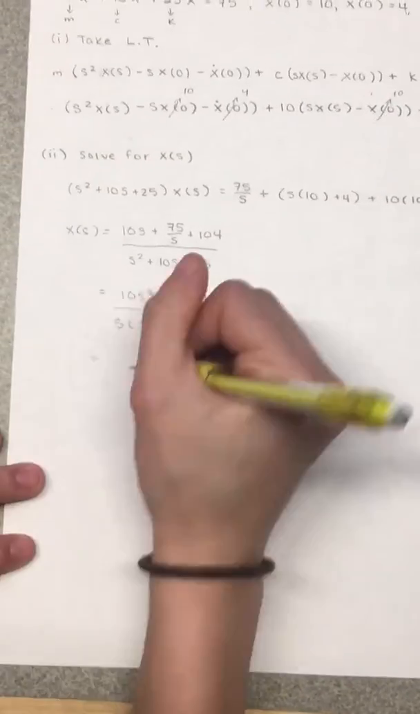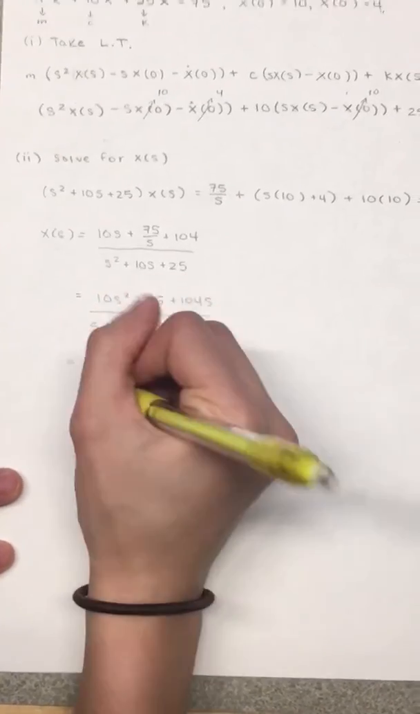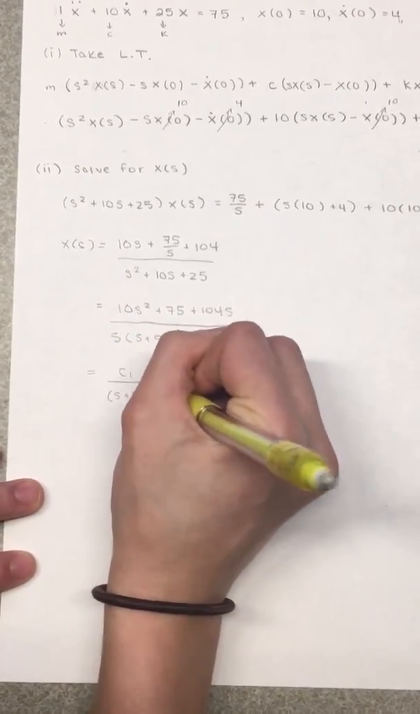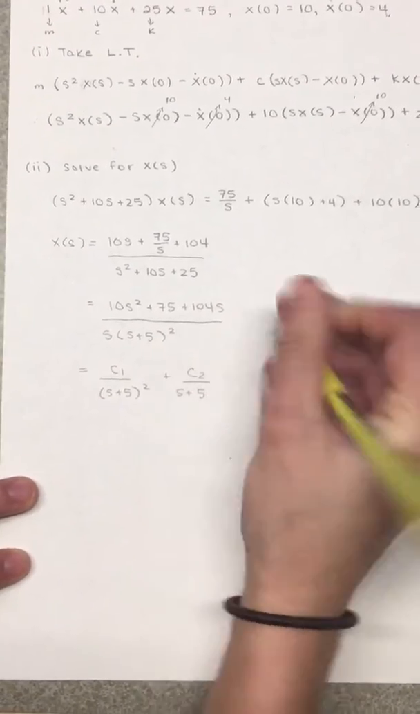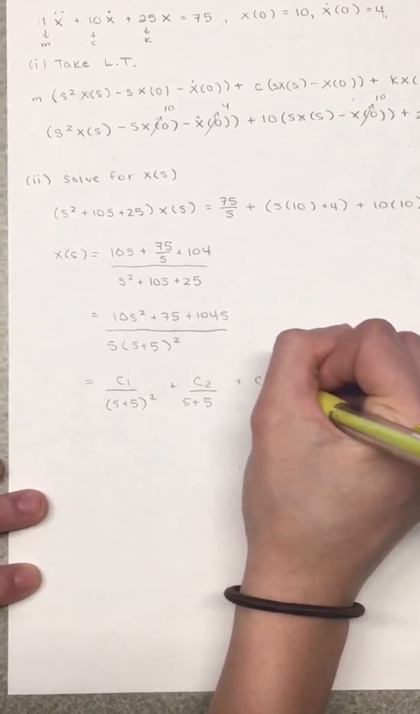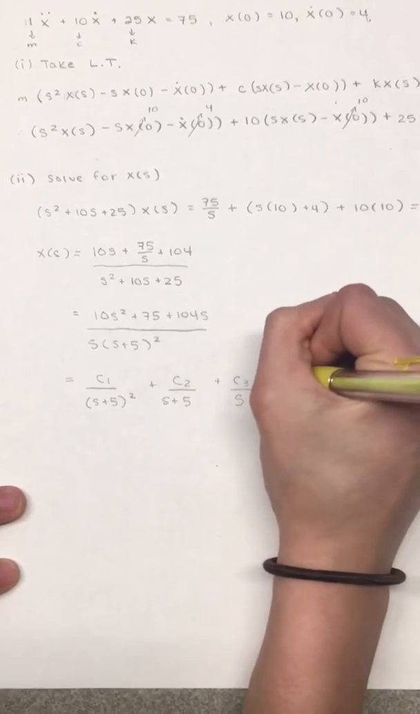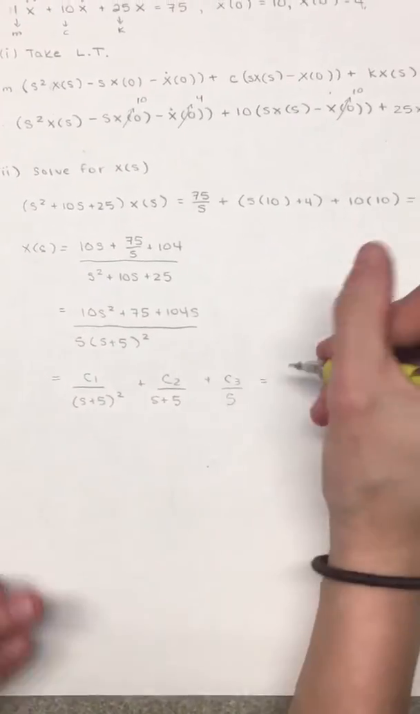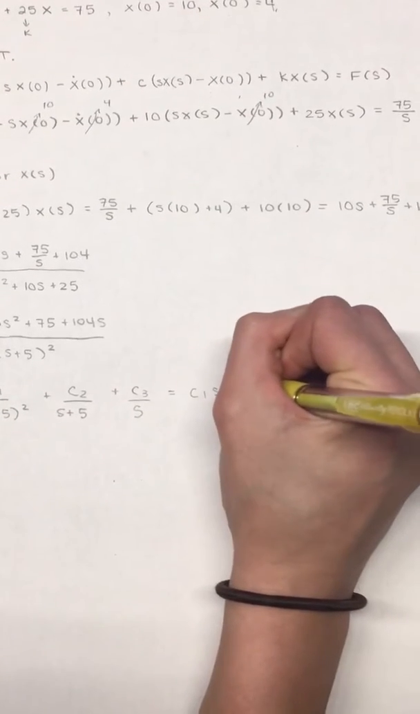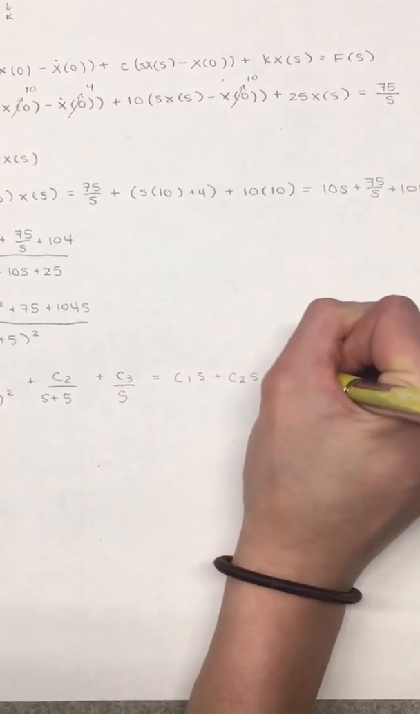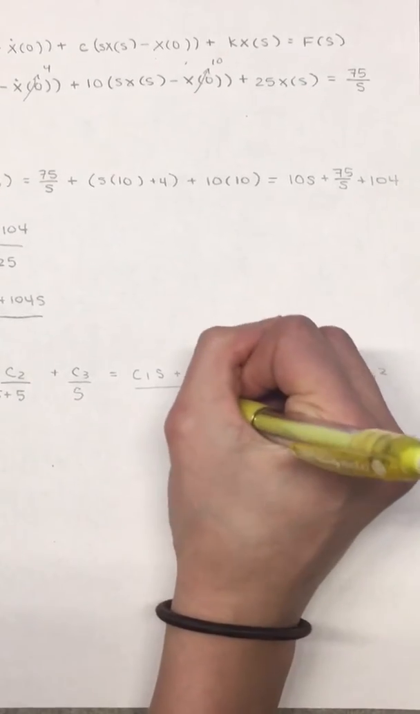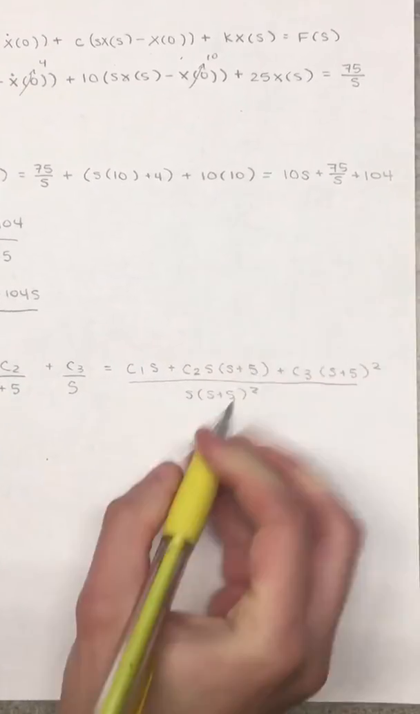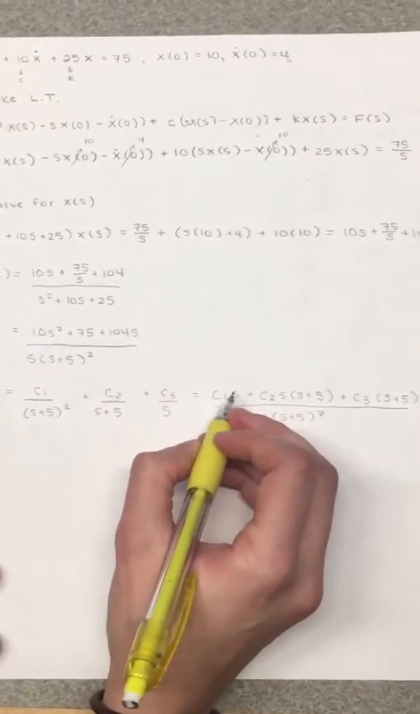So moving down to put it with our constants, we have c1 over our first denominator term, (s plus 5) squared. Since it's squared, you want to do c2 over s plus 5, which is to the first power, and then c3 over your third denominator term, s. So if you multiply this out to put it all together, we'll use c1 s plus c2 s (s plus 5) plus c3 (s plus 5) squared, all over s times (s plus 5) squared, because you want the same denominator here, so you can set your numerators equal.